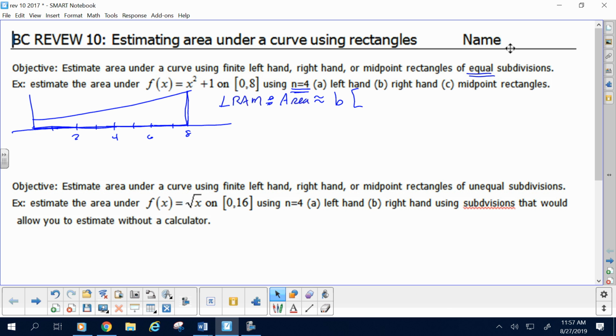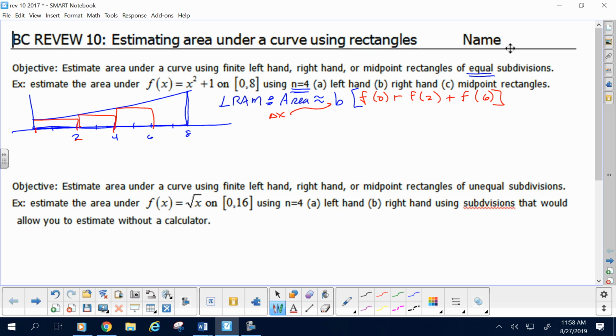Now, the heights, if it's left hand, then do I draw my first height at f at 0 or f at 2? 0. So the first height would be f at 0. The second height from 2 to 4, where's the height at? At 2 or at 4? 2. The third height is f at 4. And the last height is f at 6. And the base, I remind you, is the delta x.